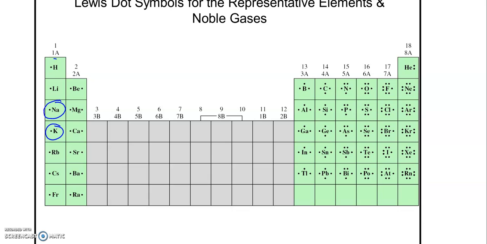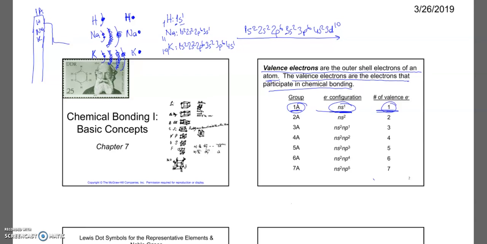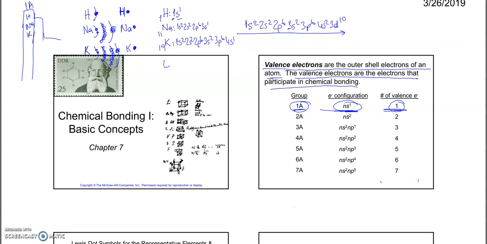I did sodium, potassium, and hydrogen. Lithium will be the same. So let's do lithium here, then you will see how it's different. Lithium has 3 electrons, right? 1s2, 2s1. See, right here, the same number. The number of valence electrons is going to be 1. Okay, so we are going to show it with a dot. Those valence electrons will be shown as a dot around the symbol of the element.